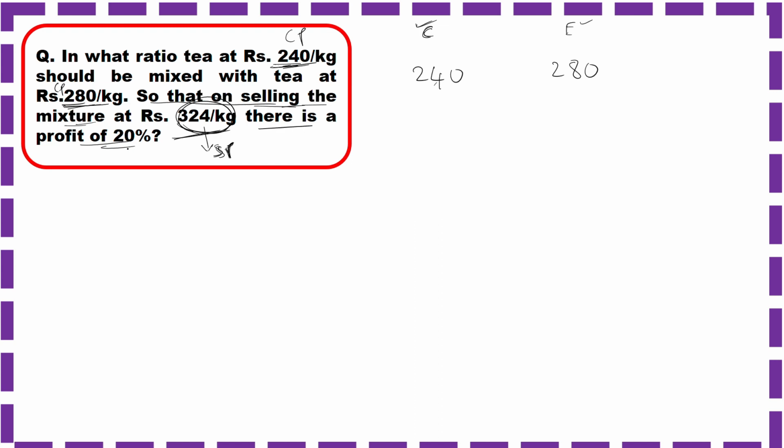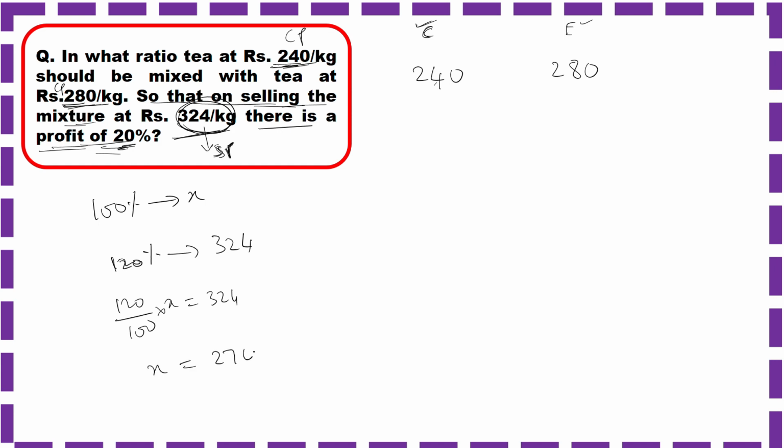So just calculate this. There is a profit of 20%, so we have to add 20 to 100. If 100% is X, then 120%. Why are we taking 120%? Because here it is a 20% profit, so 100 plus 20. If it were a 20% loss, we would take 100 minus 20, which would be 80. So here, profit, so we are taking 120%, which is 324. So 120 by 100 of X is 324. Calculate, X will be equal to 270. What is this 270? This 270 is the cost price, the mean price.